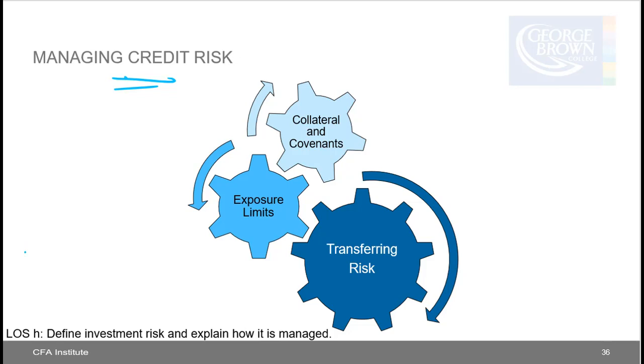Sometimes you can transfer risk, again, as we mentioned, by using derivative instruments. And finally, credit default swaps are often used when companies want to protect themselves against the risk of a loss in value of a debt security or an index of debt securities.